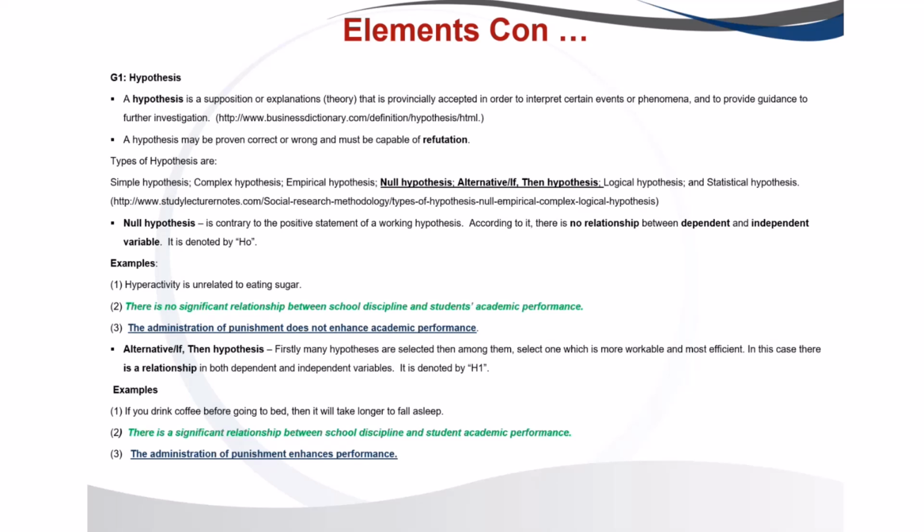Let's look at what a null hypothesis is. It is contrary to the positive statement of a working hypothesis. According to it, there is no relationship between dependent and independent variables. So, colleagues, I'm not going to explain what independent and dependent variables are. I think it's covered in your honors. Those who are doing honors, I think they'll cover that. If they have not covered it, masters and PhD, you know what independent and dependent variables are. So I'm not going to touch on that. But basically, in the null hypothesis, there is no relationship between these two variables, the dependent and the independent.